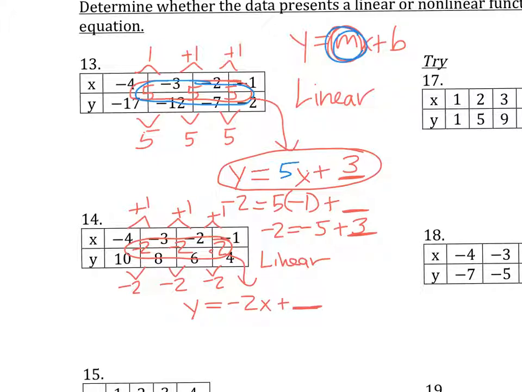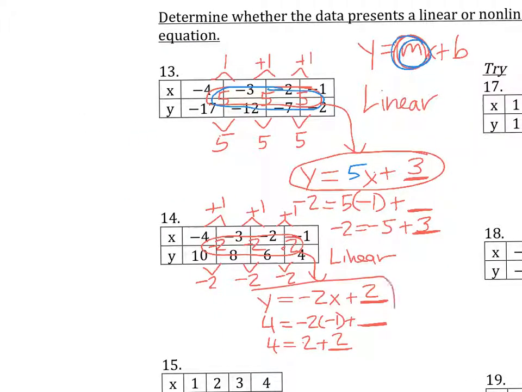And then plus something back here that I got to figure out. Use an ordered pair. So again, I'm going to use my smallest numbers, negative 1 and 4. So 4 is y, and negative 1 is x. And I got to figure out what makes this true. So negative 2 times negative 1 is, sorry, positive 2, plus what? And in order to make that true, I would have to plug a 2 in there. So I bring that up to my original equation. Y equals negative 2x plus 2.